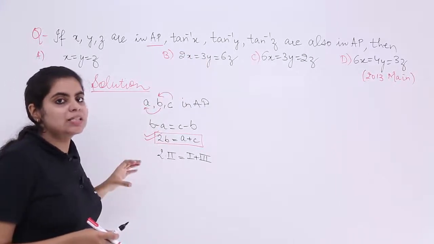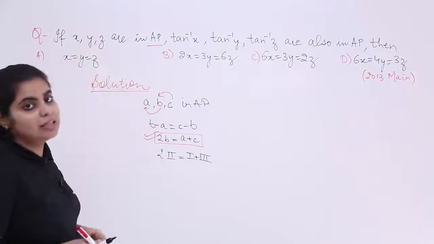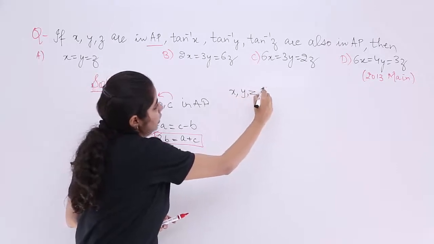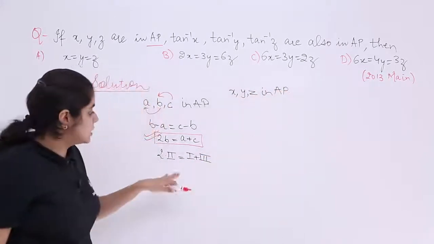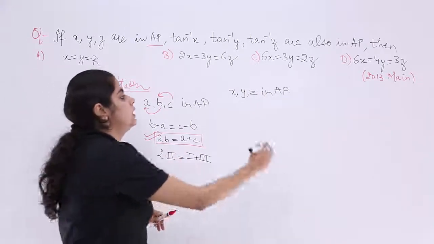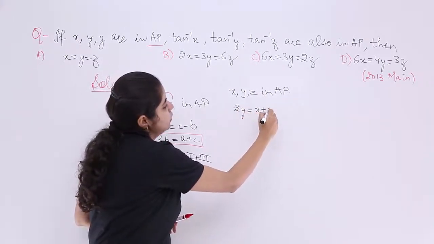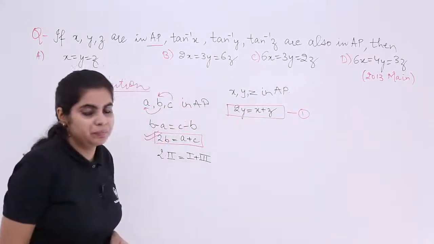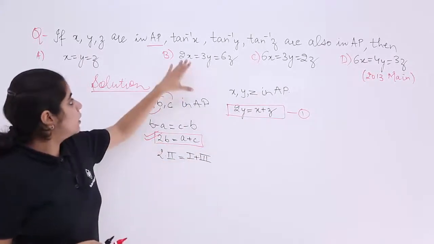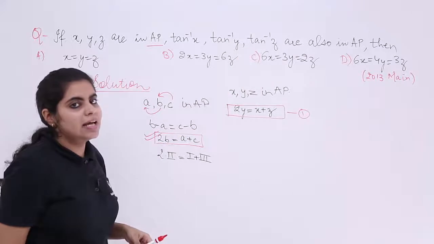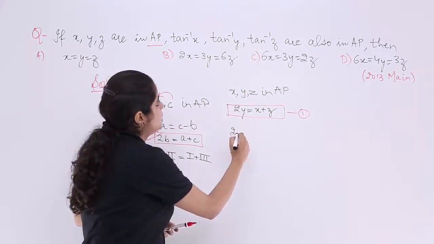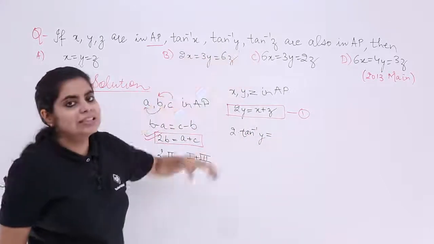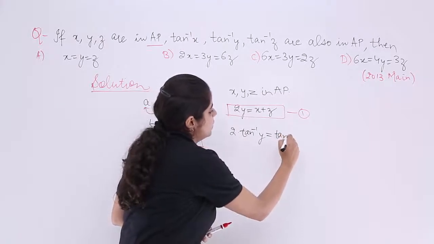Let's apply this concept firstly for x, y, z being in AP. If x, y, z are in AP, I know that twice the second term is equal to the first plus the third, that means 2y is equal to x plus z. Let's name this equation number 1. Similarly, applying the same concept for tan inverse x, tan inverse y and tan inverse z, I again have 2 into the second term, that means 2 tan inverse y, is equal to tan inverse x plus tan inverse z.